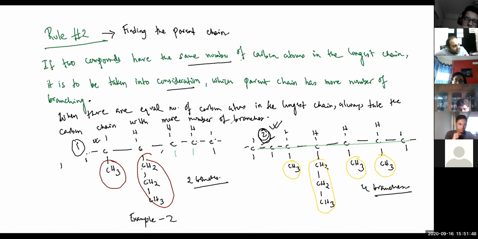They have the same number of carbon atoms. They have asked you to find out the parent chain. Which diagram is properly drawn? Is it example 1 or example 2? So what would you do? You'll find out which parent chain has more number of branches. Whichever parent chain has more number of branches, that is the proper orientation or correct way of representation of that compound. Okay. Next.